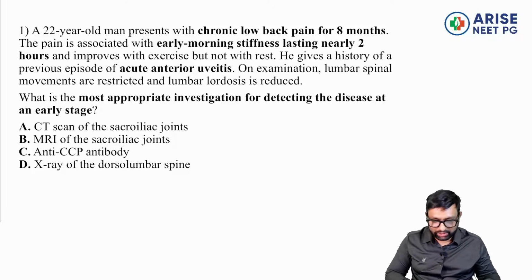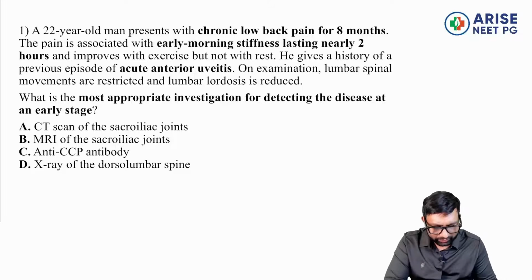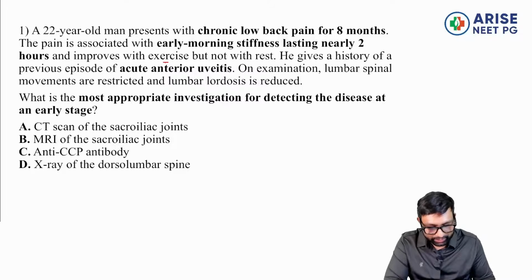So the first question is, a 22-year-old man comes in with chronic low back pain for 8 months. The pain is associated with early morning stiffness lasting 2 hours, and it improves with exercise but not with rest. He gives a history of previous episodes of acute anterior uveitis. On examination, lumbar spine movements are restricted and lumbar lordosis is reduced.